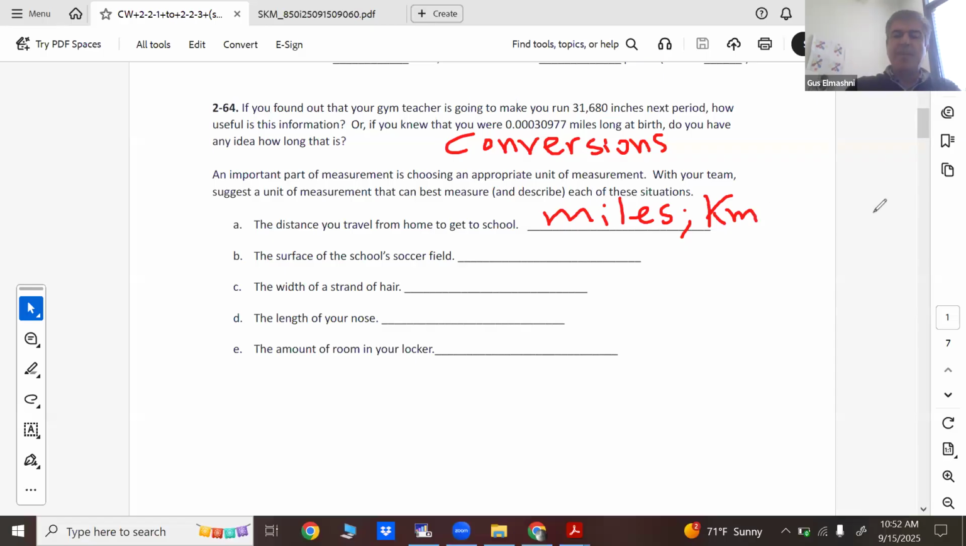Again, we're special here. The surface of a soccer field, okay, or Gator Nation field, right? If I'm looking at the surface, I want area, so I do square yards, or maybe I do square meters. So a football field, for example.